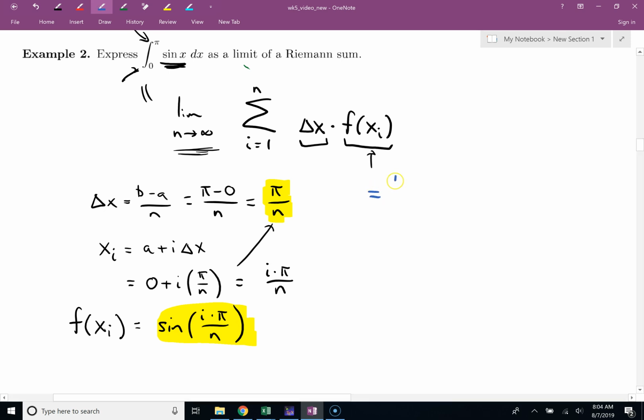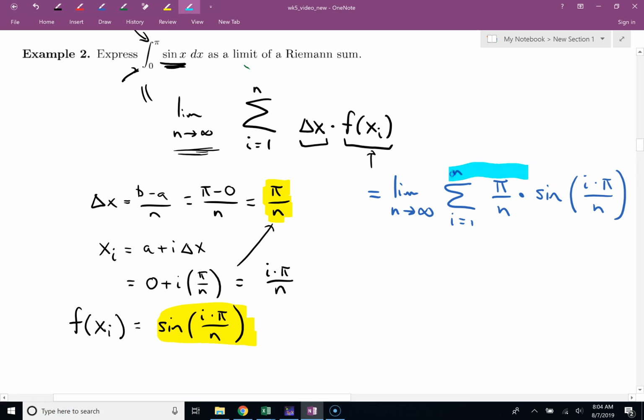So this is going to be equal to the limit as the number of rectangles goes to infinity, summing up those areas of rectangles from i equals 1 to n. And then the widths of these rectangles are going to be pi over n. Remember, in our previous example, n was 4, so that's why we had a bunch of pi over 4s, times the height of the function at these endpoints. So that's going to be this sine of i times pi over n. So I've successfully expressed this as a Riemann sum.